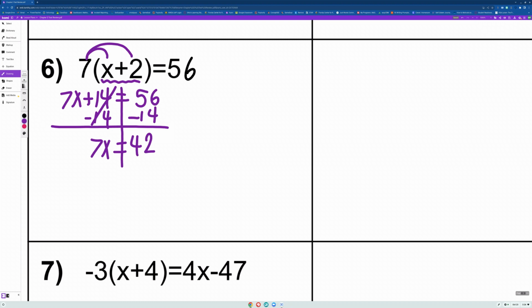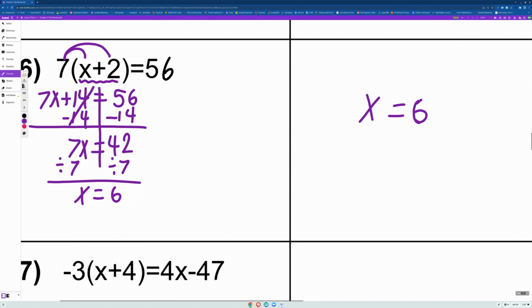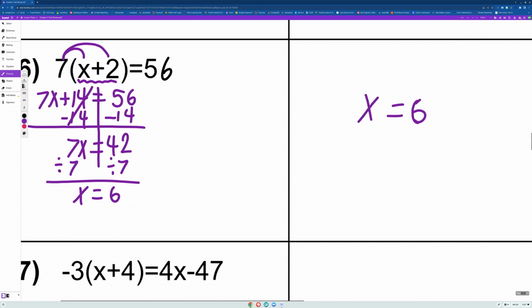So now 7x is multiplication. In order to get my x by itself, I have to do the opposite of that, which is going to be division. So I'm going to divide both sides by 7. And I'm going to get x is equal to 6. So my answer is going to be x equals 6.